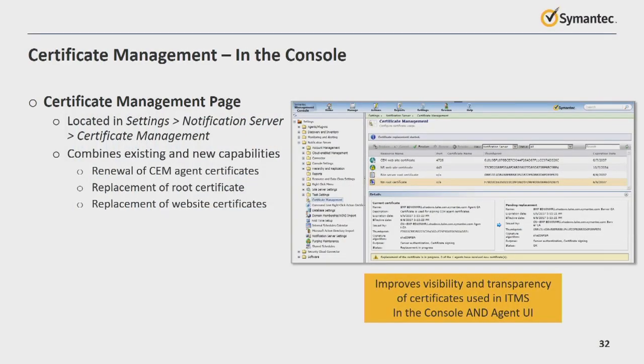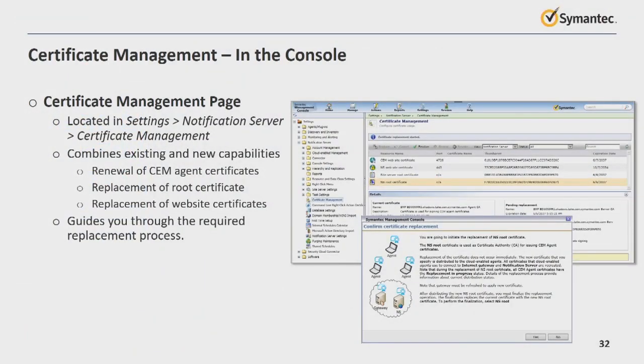So in here we can do renewal of the SEM agent certificates, right? We could also revoke them. We can replace the root certificate if we need to. So a great example would be, we're using self-signed right now, but we want to go to PKI or some other certificate method. I can change them here and have them filter out to the proper components. And also for website certificates and so on.